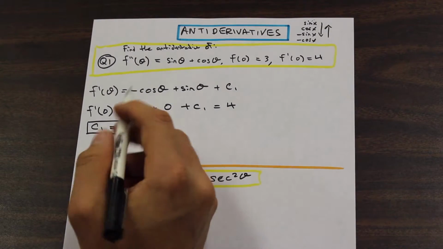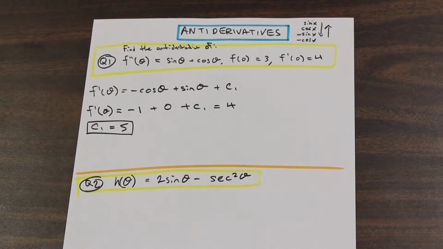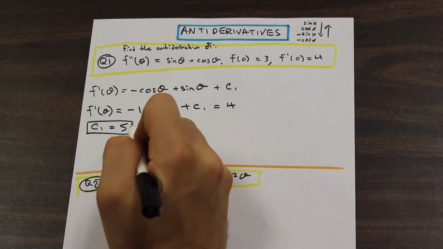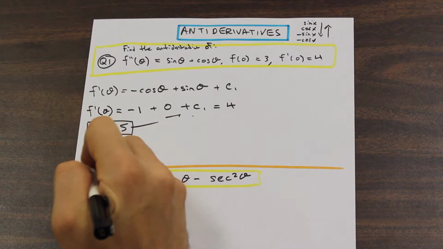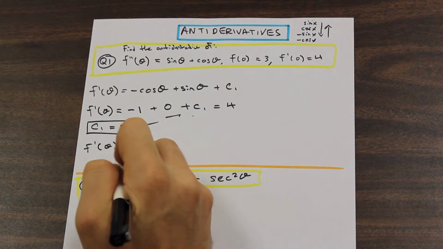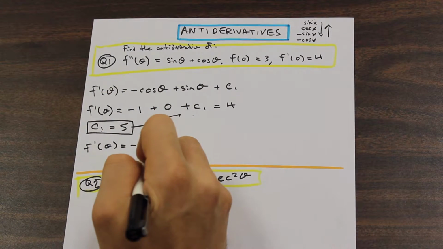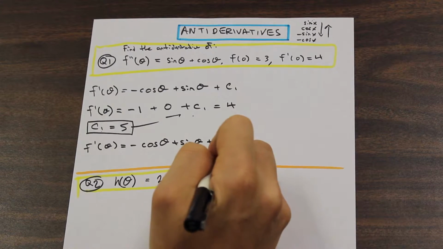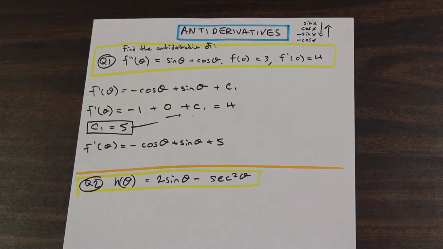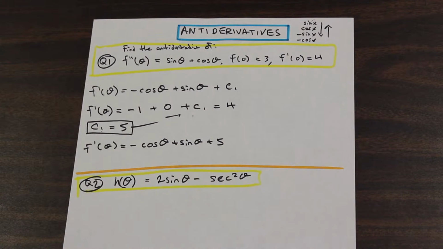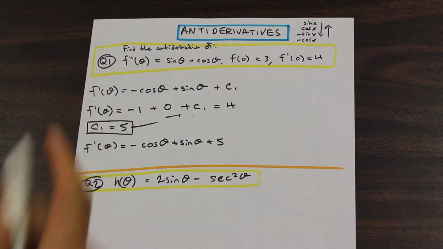And let's go ahead and continue along with the problem, and let's actually plug this in here and rewrite it. So f prime theta is equal to, okay, negative cos theta plus sine theta plus 5. And let's go ahead and we'll take the antiderivative of this function here, all right? And that will help us solve the problem.